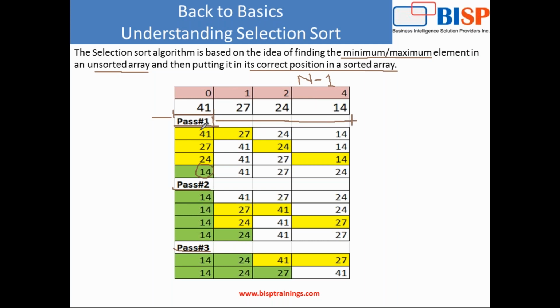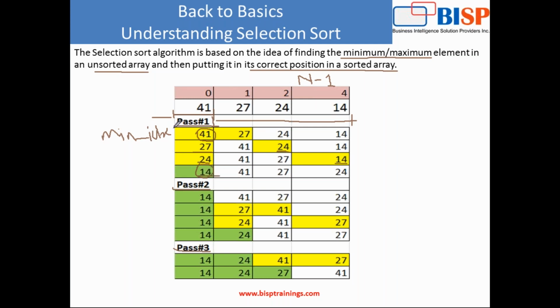So we assume in the beginning 41 as the minimum number; we tag it as a minimum value or minimum index, and then we compare this with all the numbers. So you compare 41 with 27, because 27 is a new minimum number, we place it over here. Then we compare 27 with 24. 24 is a new minimum number, we place it over here. And finally we compare 24 with 14, and 14 is a new minimum number.